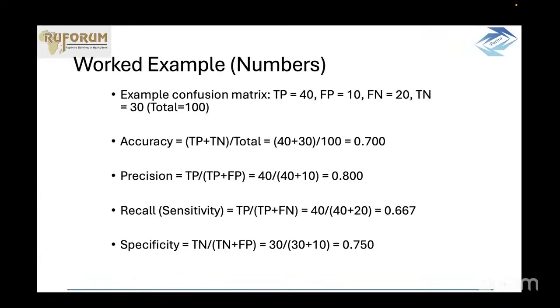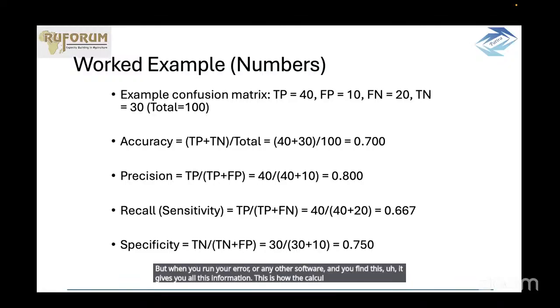Okay, so for example, this is an example here. You have your confusion matrix, and your true positives were 40, false positives were 10, false negatives were 20, and true negatives were 30. So your total, summing this up, is 100. When you use R, you don't have to do this calculation. But when you run your R or any other software, it gives you all this information. This is how the calculation is done in the background, really.